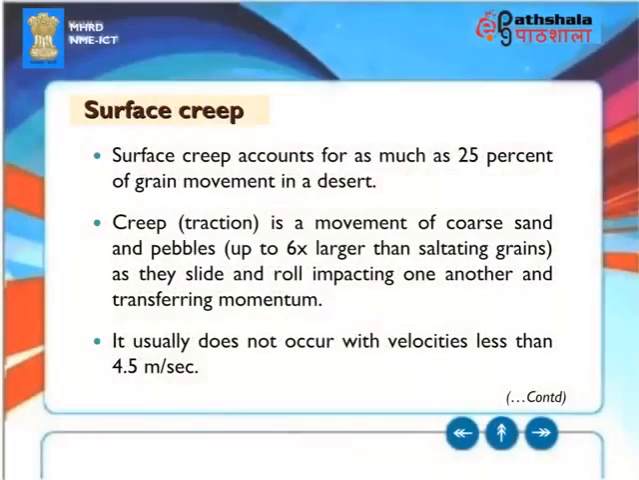Surface creep. Surface creep accounts for as much as 25% of grain movement in a desert. Creep or traction is a movement of coarse sand and pebbles up to 6 times larger than saltating grains as they slide and roll, impacting one another and transferring momentum. It usually does not occur with velocities less than 4.5 meters per second.